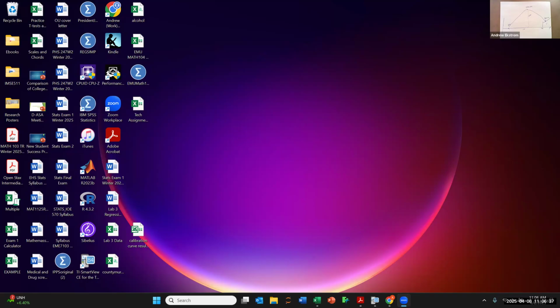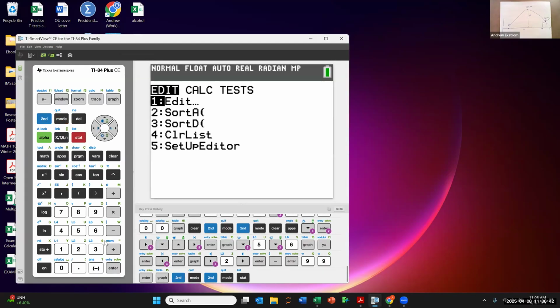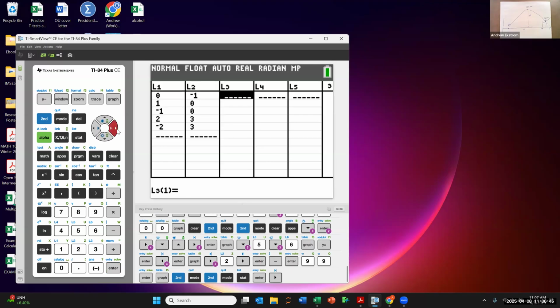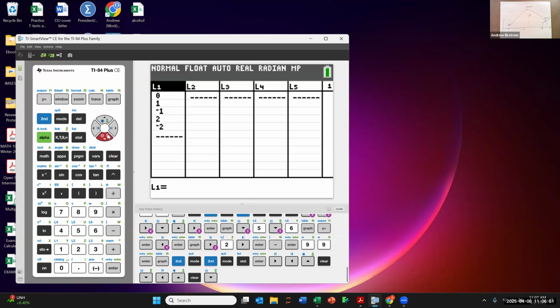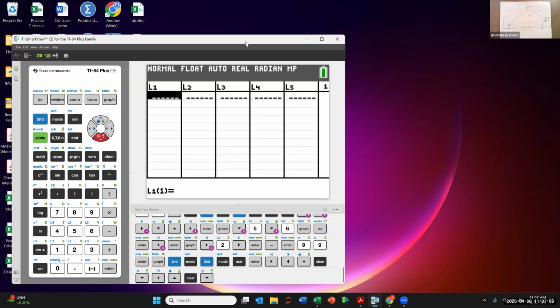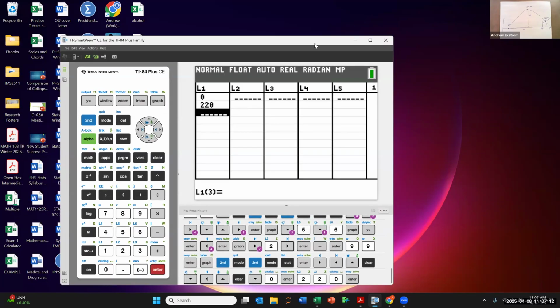Based on the data that I've just given us here, we can go to our graphing calculator. We can go to stat, and then we can go to edit, and we can clear this stuff out of here. I'm going to call L1 our X values, and I'm going to call L2 our Y values. So our first X value is 0. Our second X value is 220. Our third X value is 380.